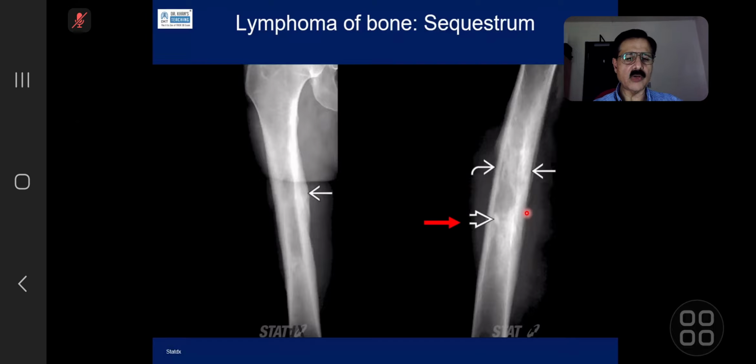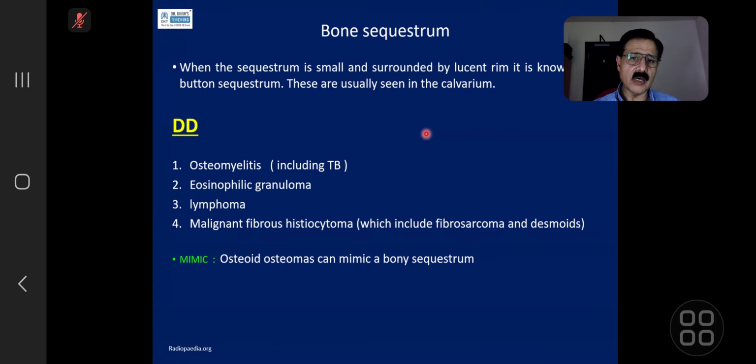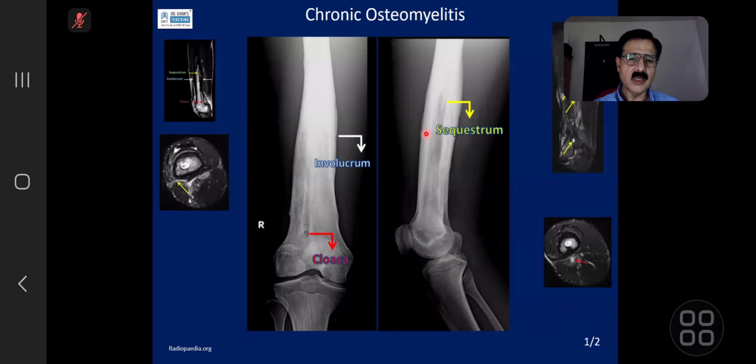Now, concentrate on this. Sequestrum is a dead bone in a case of osteomyelitis. So in a chronic osteomyelitis, these words should be in your vocabulary: the dead bone, which is this bone, is known as sequestrum.